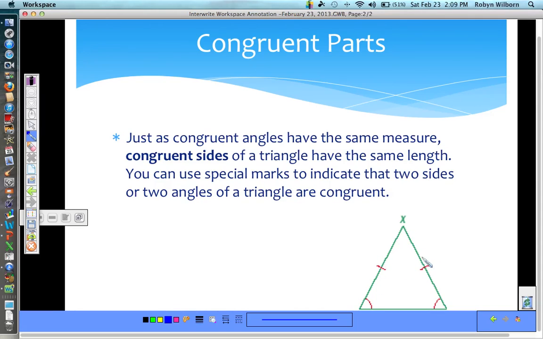Alright, and so what these hash marks tell me is even though I do not see the side lengths, because this has one hash mark and this has a matching hash mark, I know that these two are the same length. I can say the same thing about these angles. Because I have an arc here and a matching single arc here, then I know that these two angle measures are exactly the same. So even though I don't see the measurements, by looking at the markings and matching the markings, I know that they are the same, which again means congruent or equal.